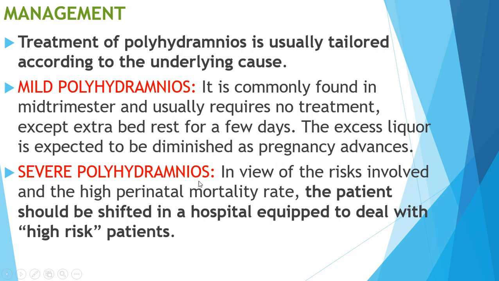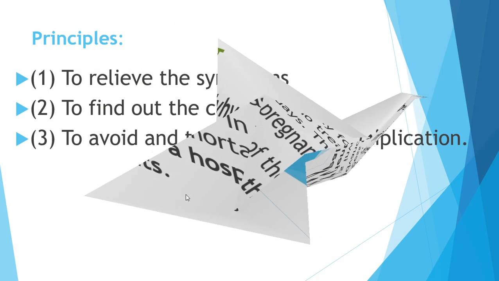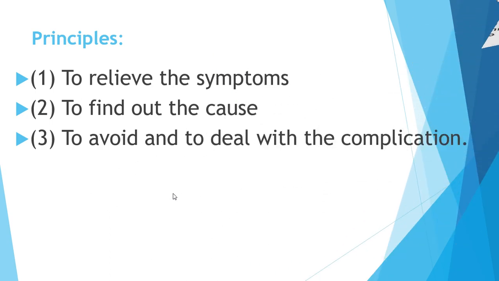But in severe polyhydramnios, in view of the risk involved and the high perinatal mortality rate, the patient should be shifted to the hospital. If the polyhydramnios is severe, we have to shift the patient to a hospital equipped to deal with high risk patients. So we have to shift the patient to a hospital which has the facility for the management of high risk cases. Then we can see the principles of management.